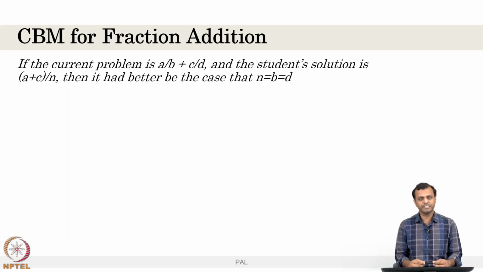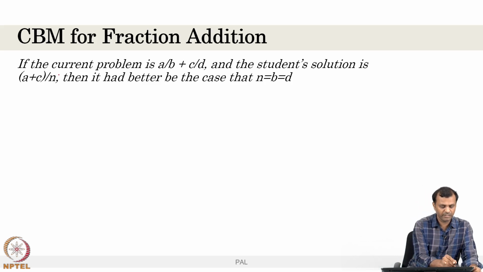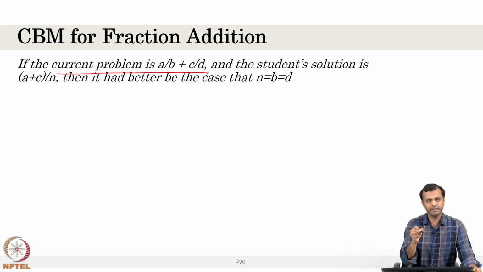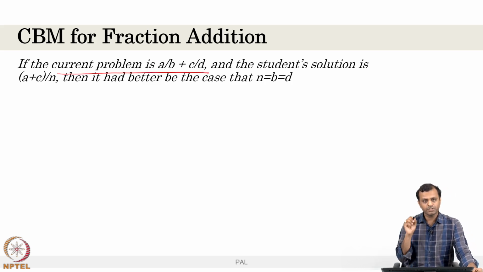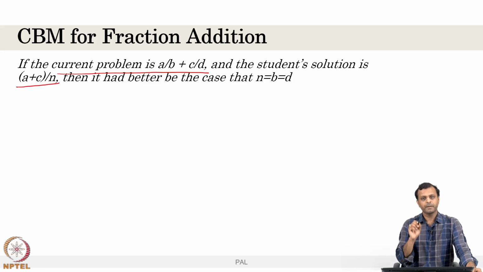We saw that constraint-based models have two particular constraints, that is relevance condition and satisfaction condition. Let's go and solve the same problem we solved in the fraction addition in the rule-based model. Instead of writing big fraction addition rules, let's have a constraint here. The constraint is that if the current problem is adding fractions, that is, if the relevance condition is a by b plus c by d, then the solution should be a plus c by n. But the n should be equal to b and d. Both b and d should be equal.